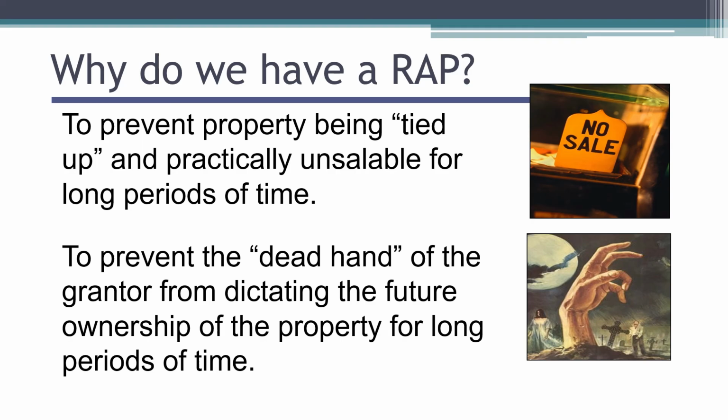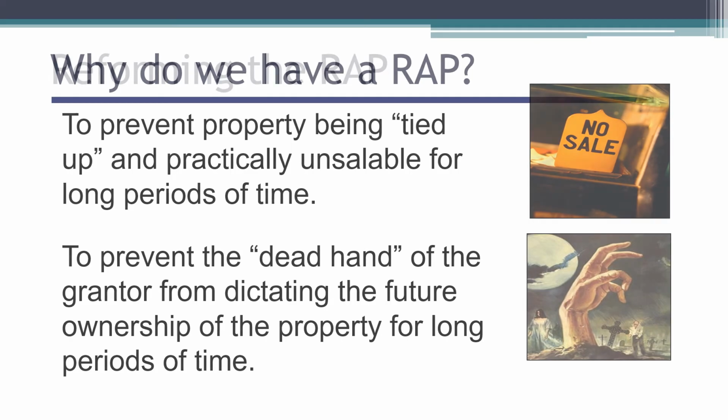The other reason is that we have some reluctance to let the dead hand of the grantor dictate the future ownership of property for long periods of time. The feeling is that when people die, they shouldn't be allowed to say what's going to happen to the property a long time thereafter, and the rule against perpetuities helps to prevent that.